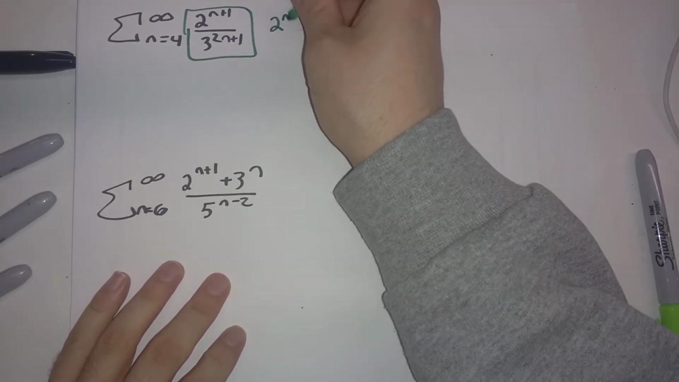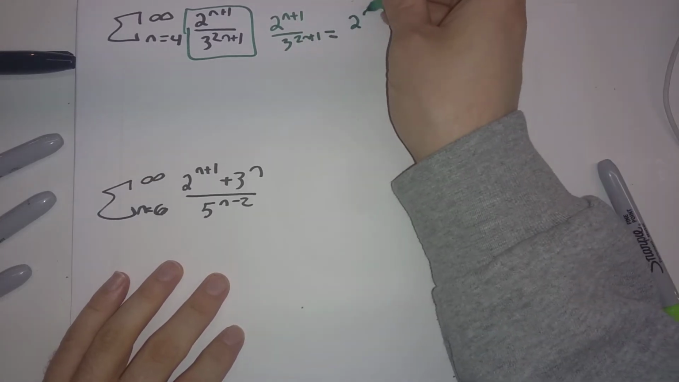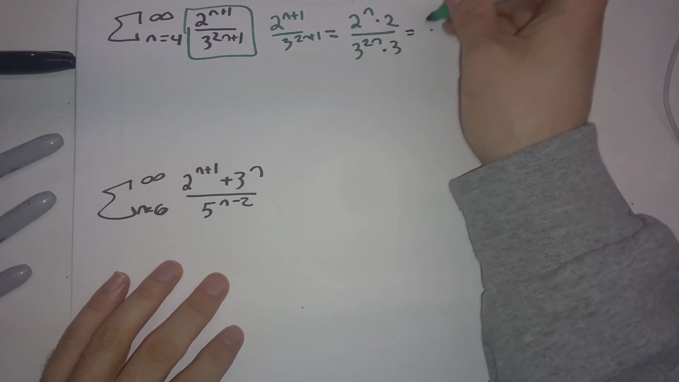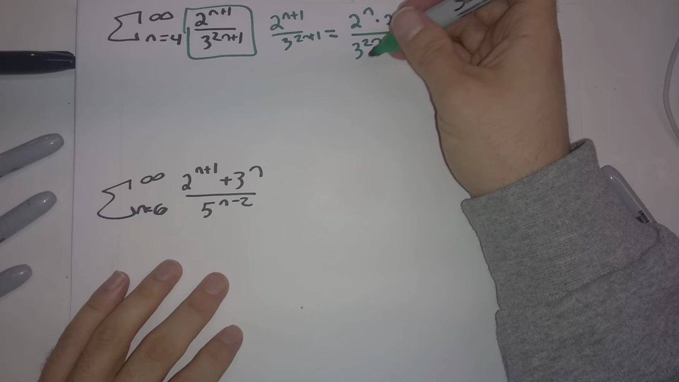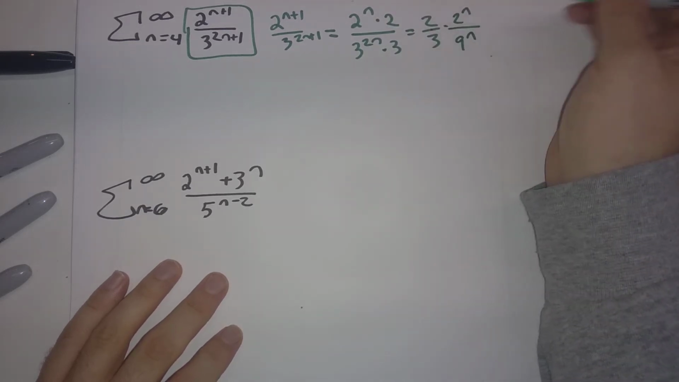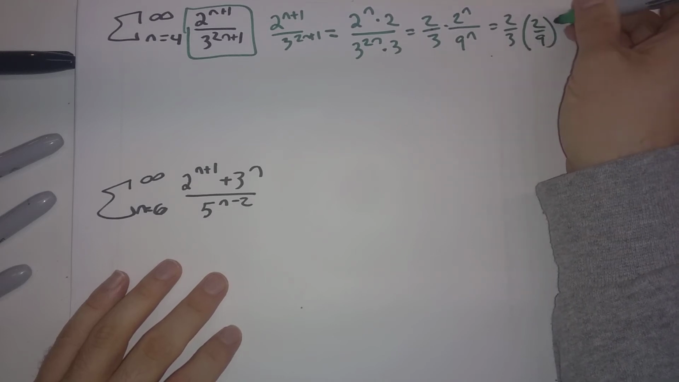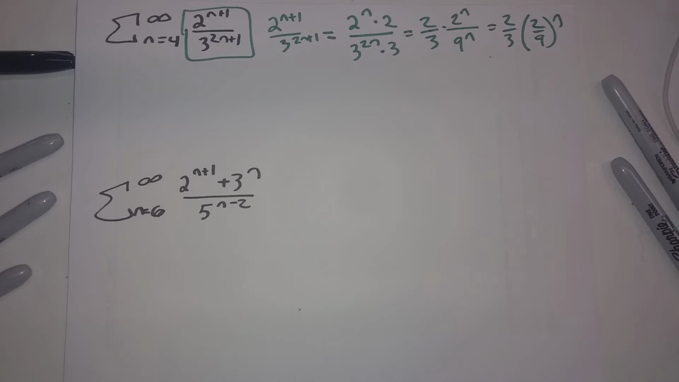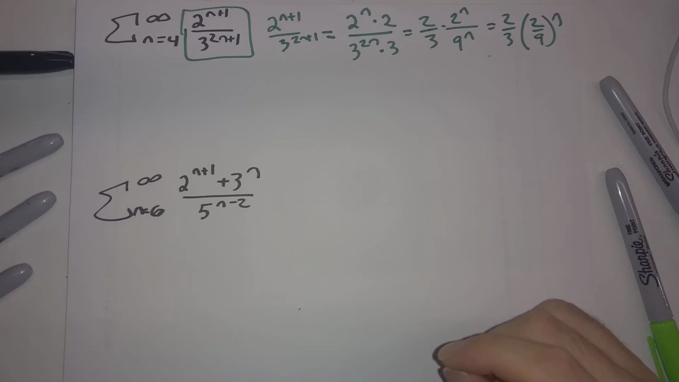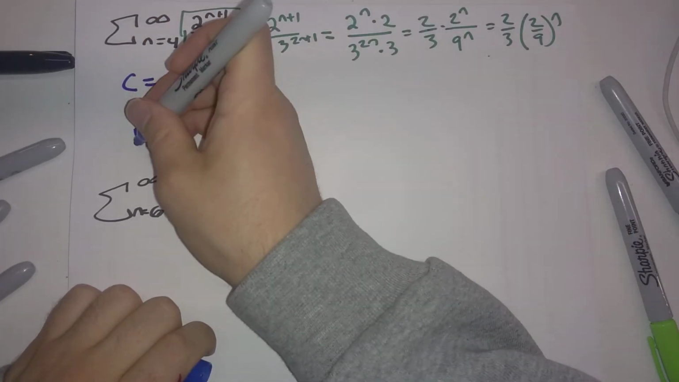So when we rewrite 2 to the n plus 1 divided by 3 to the 2n plus 1, we get 2 to the n times 2 divided by 3 to the 2n times 3. So that's 2/3 times 2 to the n over 3 to the 2n, and 3 to the 2n is 9 to the n, 3 squared to the n. So we have 2/3 times 2/9 to the n. Okay, so I can write down my C and my R now.